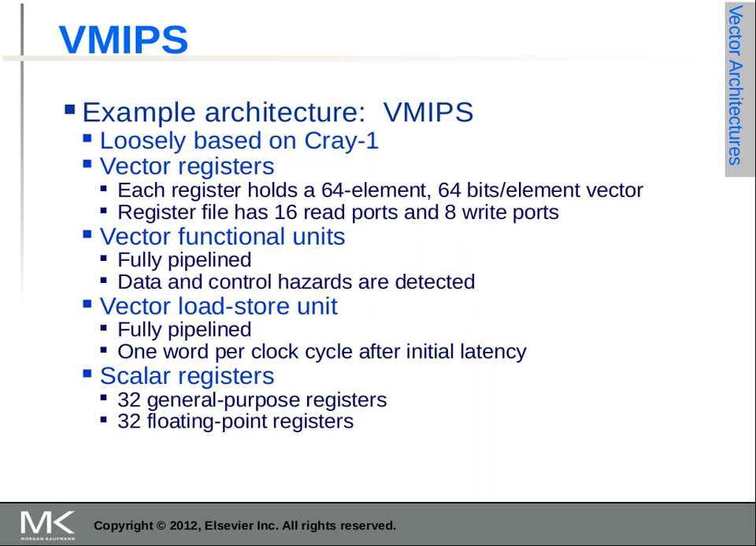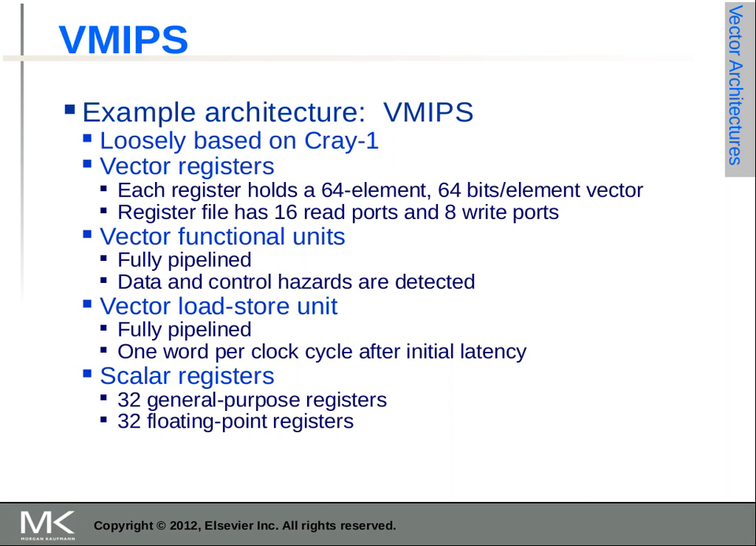So for example, MIPS came out with a version called vector MIPS, loosely based on Cray 1. If you remember, Cray was the old supercomputers. Each register holds a 64 element vector, 64 bits per element. Think about that. So your one register is now 64 by 64. So it's a pretty huge register. The register file has 16 read ports and 8 write ports, probably because you're trying to read all that in. You want to burst all that data.